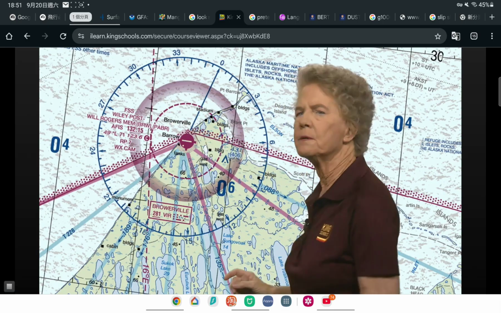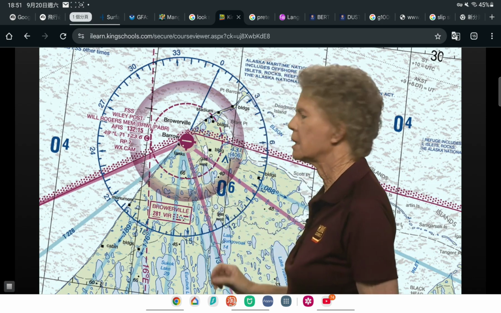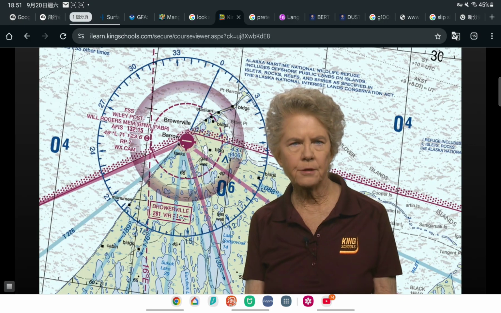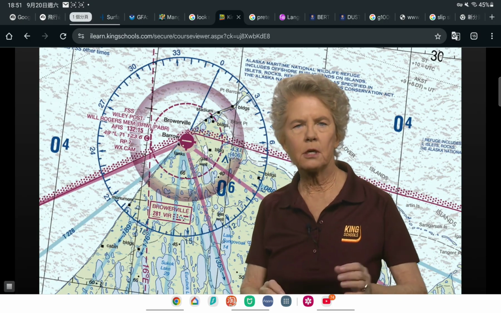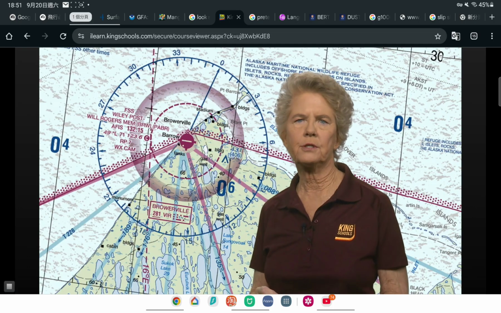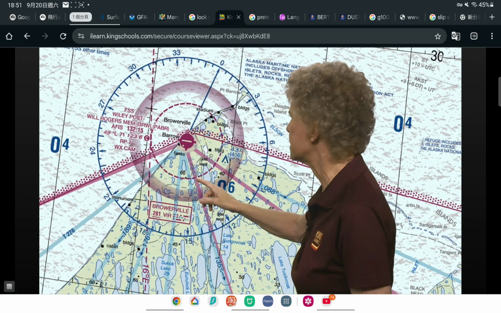Now you'll recall that the magenta dash circle is a Class E surface area, where Class E airspace extends upward from the surface. If the airport has a control tower, the circle is a Class D surface area, and it's shown as a blue dash circle instead.